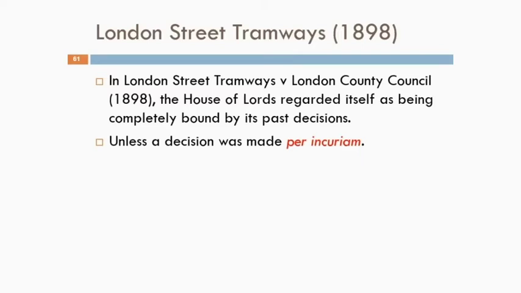Otherwise, they said, if they reach a decision 100 years ago, 200 years ago, that was the law and it was unchangeable. Of course, there are benefits to our House of Lords, well, now Supreme Court, being bound by their previous decisions, because it means we have predictability and consistency in the legal system. However, there are quite a few disadvantages that occurred as a result of this strict adherence to precedent, as a result of the House of Lords saying that they were completely bound by their past decisions. Let's have a look at some of those disadvantages.